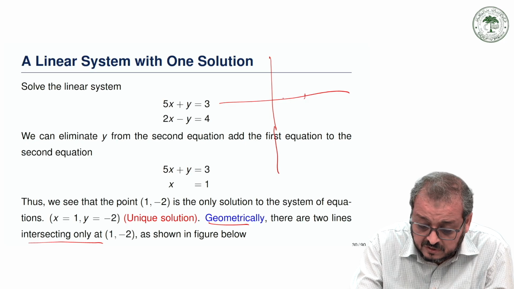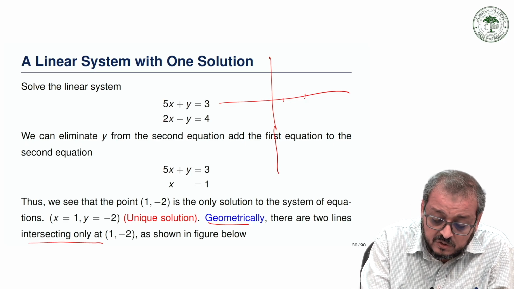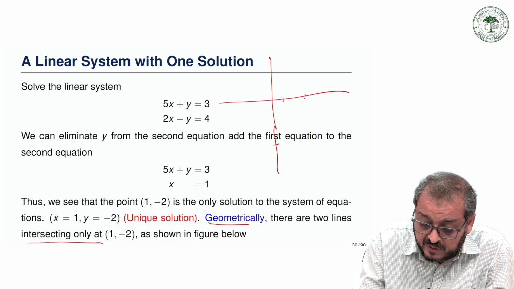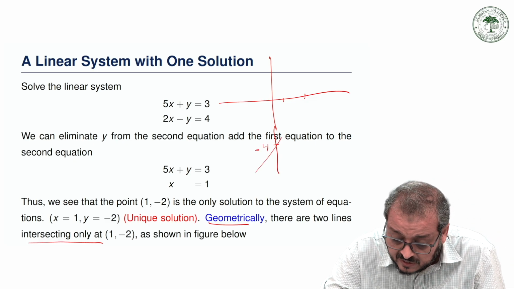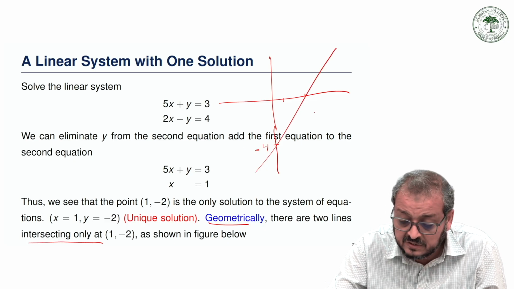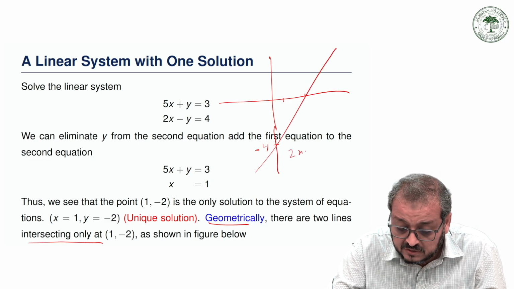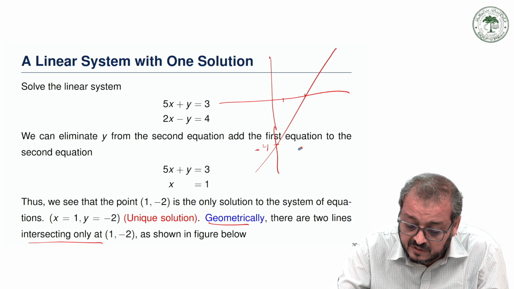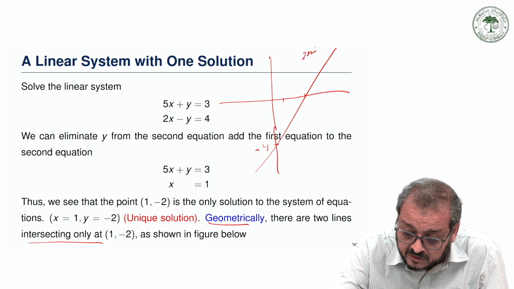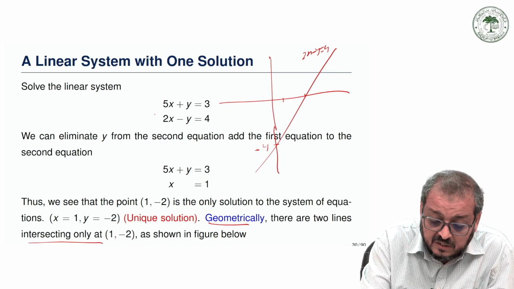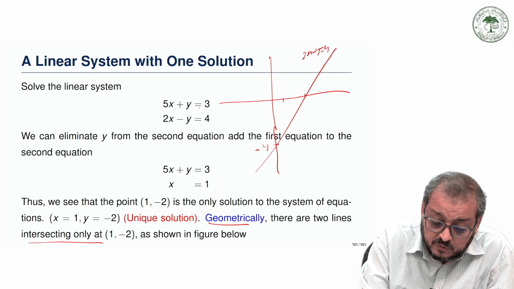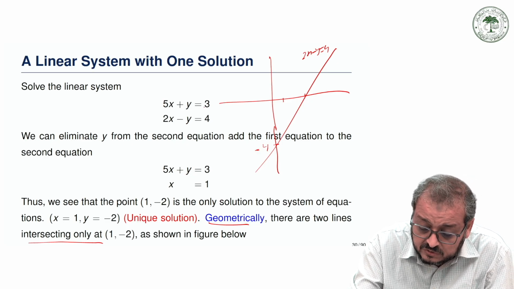So this is somewhere, and if x is equal to 0, then y is equal to minus 4. So this is equal to minus 4, and this is the line for 2x minus y is equal to 4. And here, if x is equal to 0, then y is somewhere equal to 3.